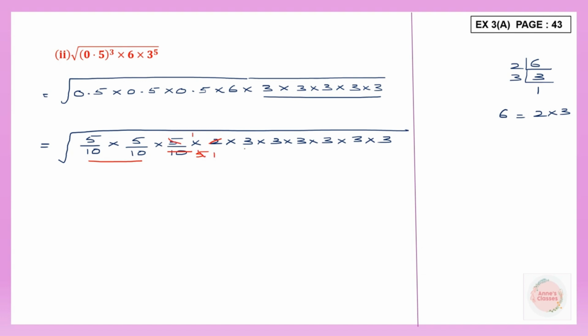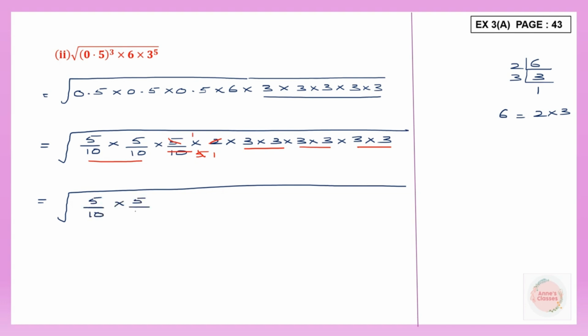Then let's continue to pair. So here we have one pair, here we have one, and here we have one more. So now did you understand why we split 6 into its prime factors? So that we could get a pair with the 3s. Now let's write down what we have left. Here we have 5 by 10. We'll write it as it is. And then we will remove the pairs. So 5 by 10 into 5 by 10. Then the next one into 1.